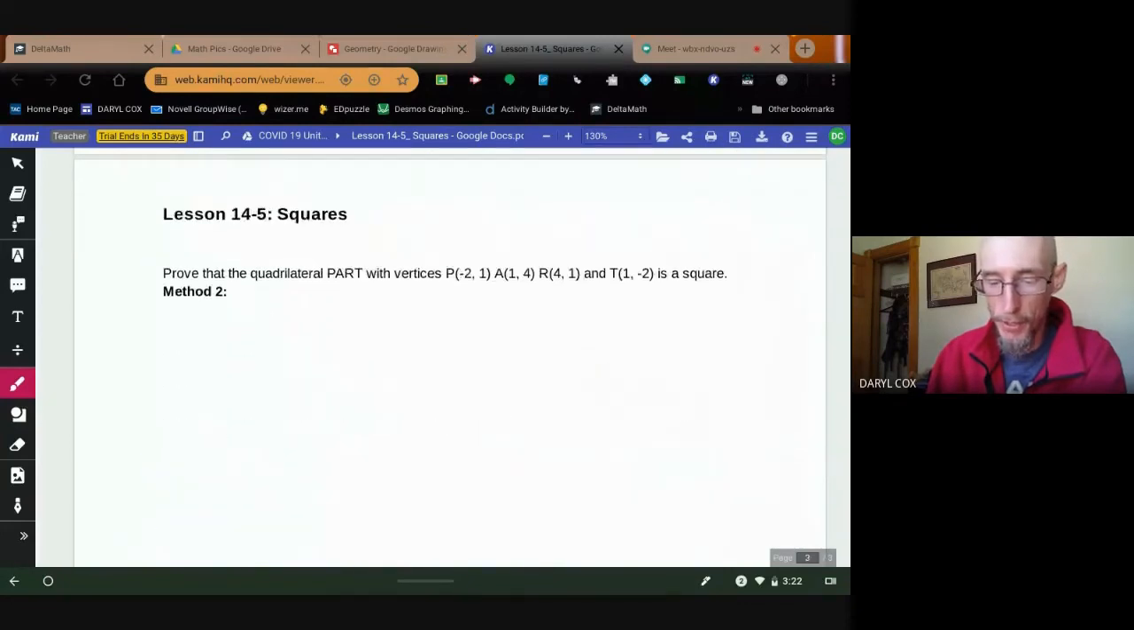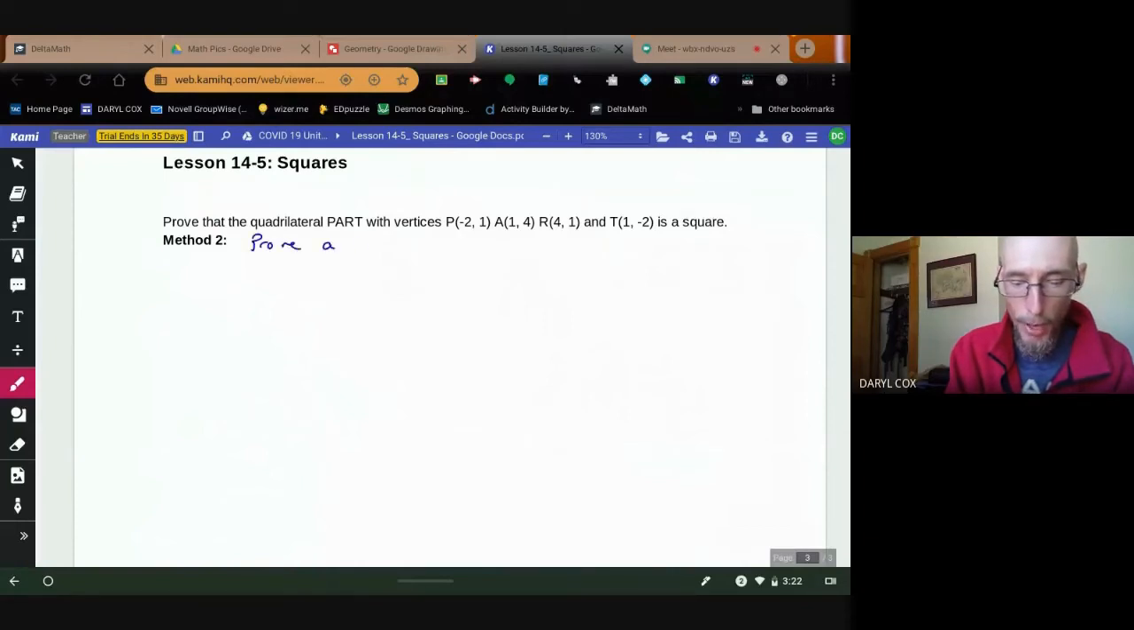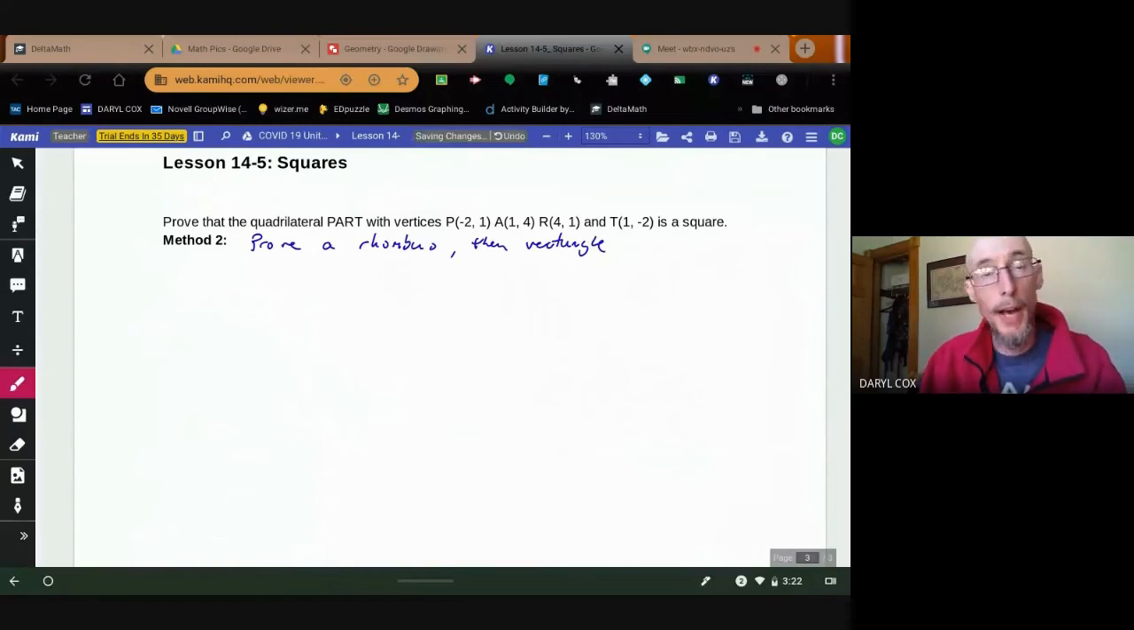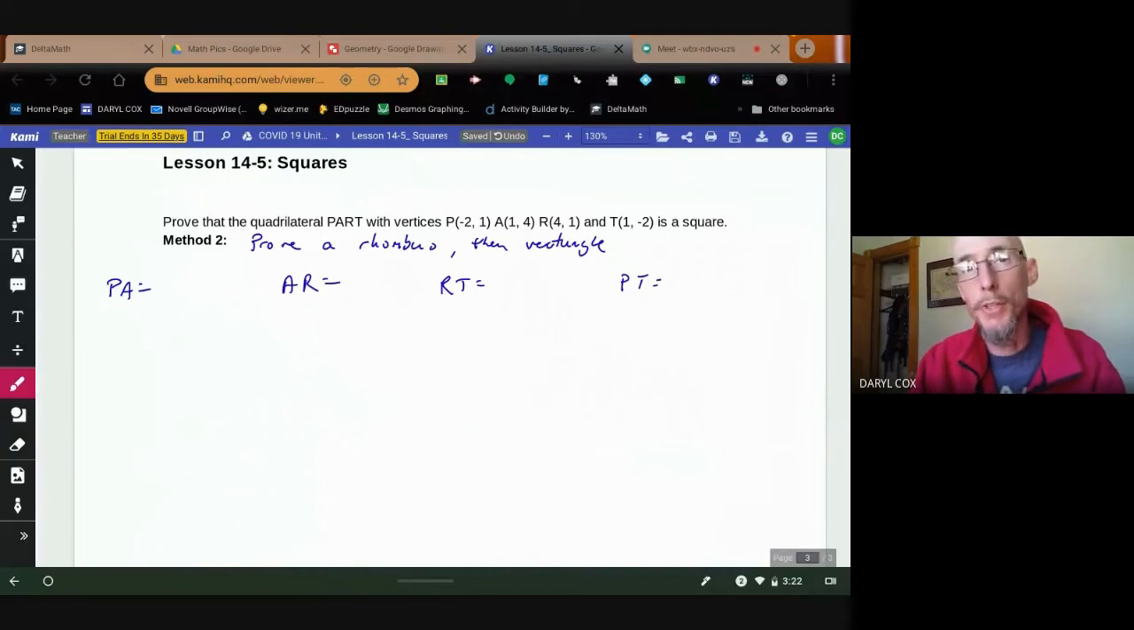Let's take a look at method two, prove it's a rhombus and then a rectangle. So I want to prove a rhombus, then rectangle. So to prove it's a rhombus, I'm going to use my distance formula on all the sides. So that's going to be PA, AR, RT, and PT. So calculate those distances, and when we come back, we'll look at our next part.